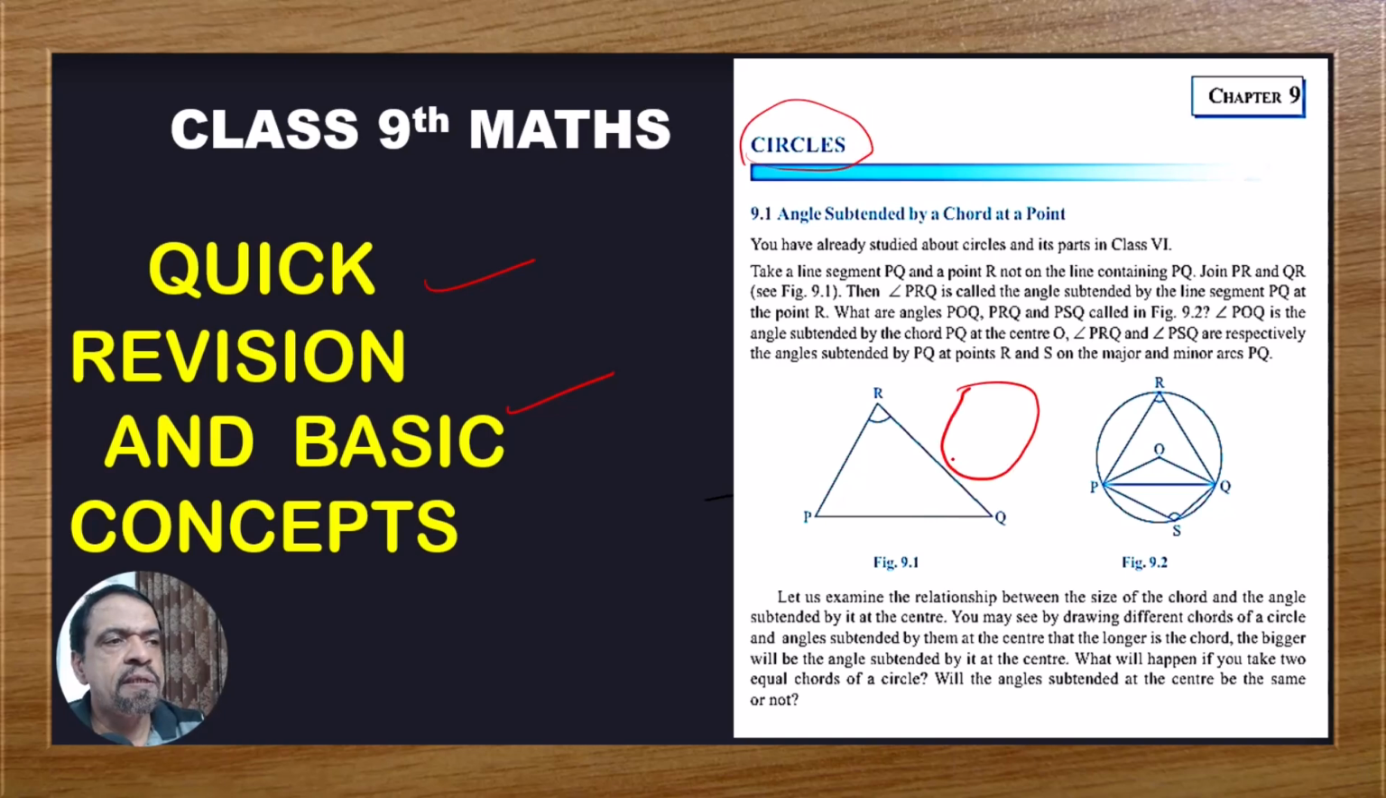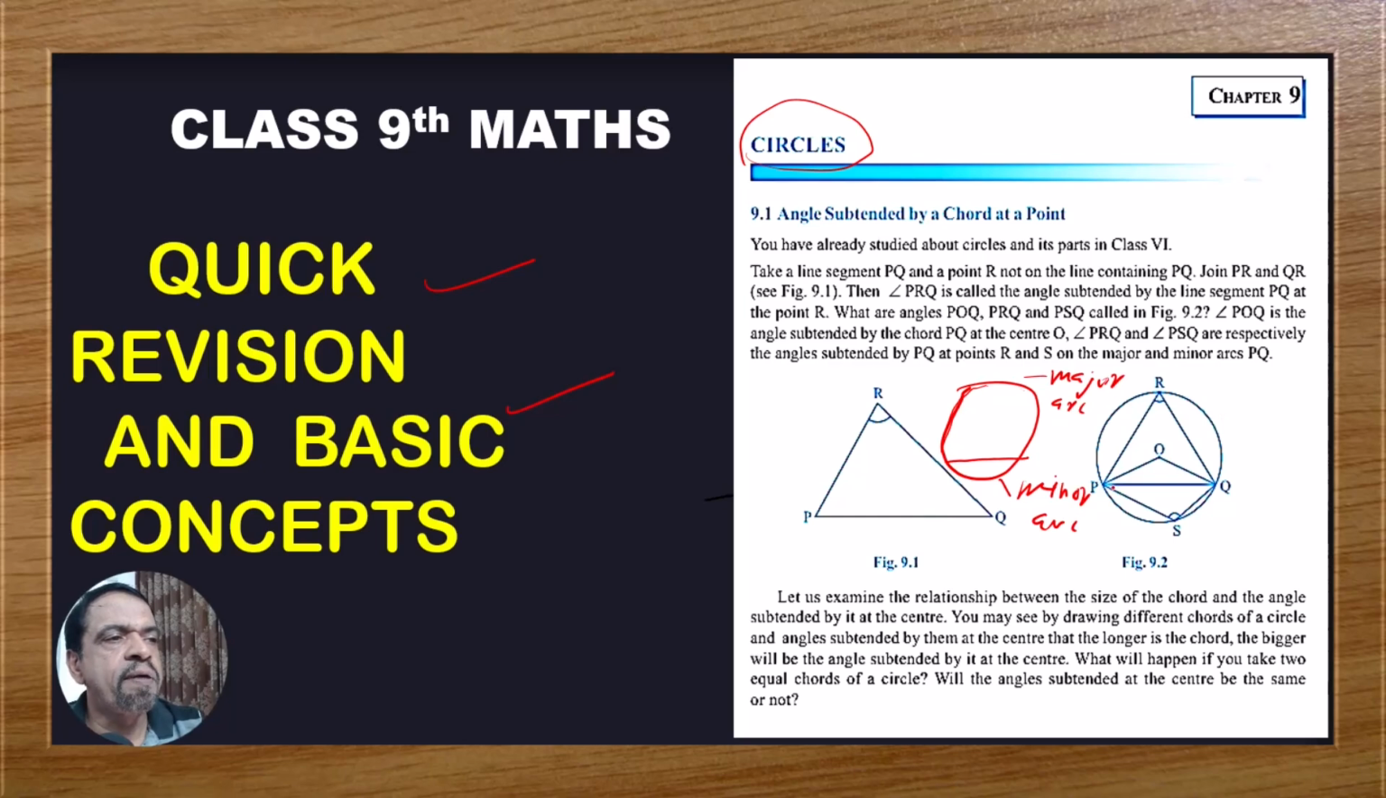See students, in a circle this line is a chord, and this portion on one side of the chord is called the major arc. The bigger portion, this is the major arc. On the other side, this smaller portion is called the minor arc.